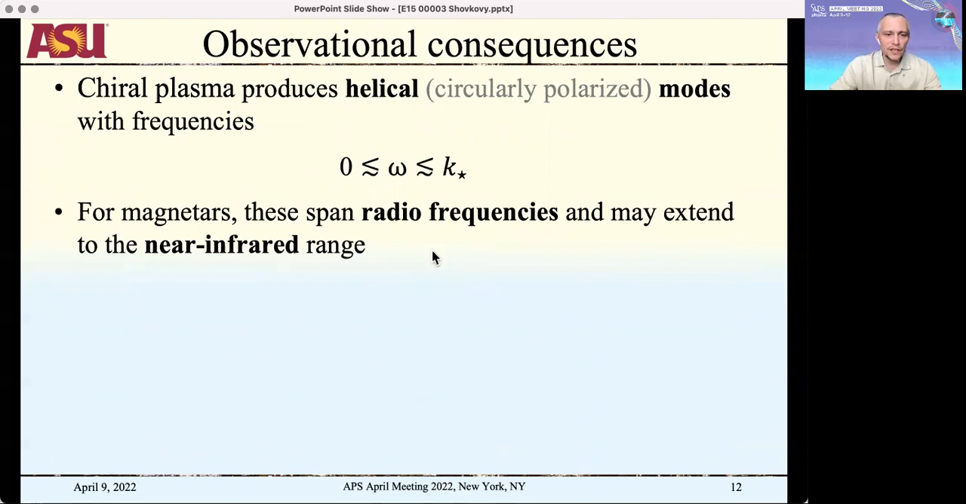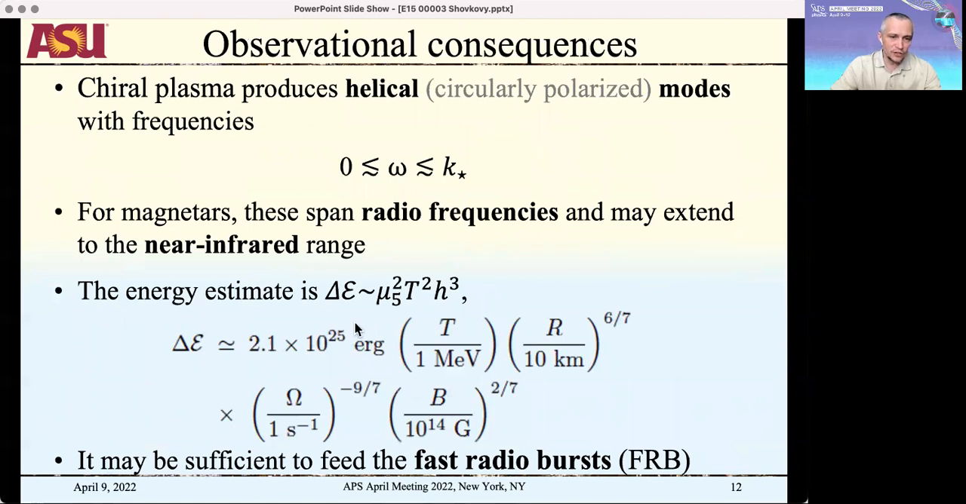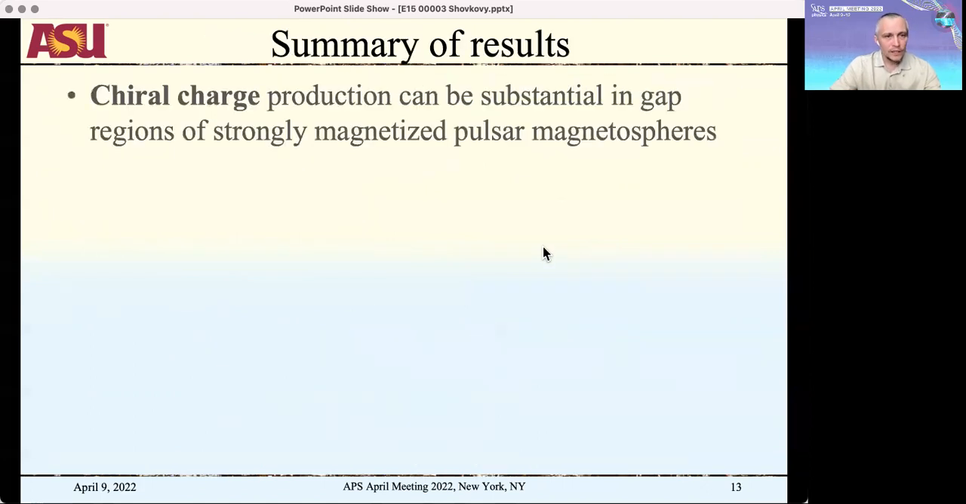These modes carry a sufficient amount of energy. The total amount of the energy could be estimated. It's proportional to the chiral chemical potential squared, temperature squared, and the size of the gap. And a value of the energy on the order of 10^25 ergs is sufficient to affect fast radio bursts and the activity of pulsars.